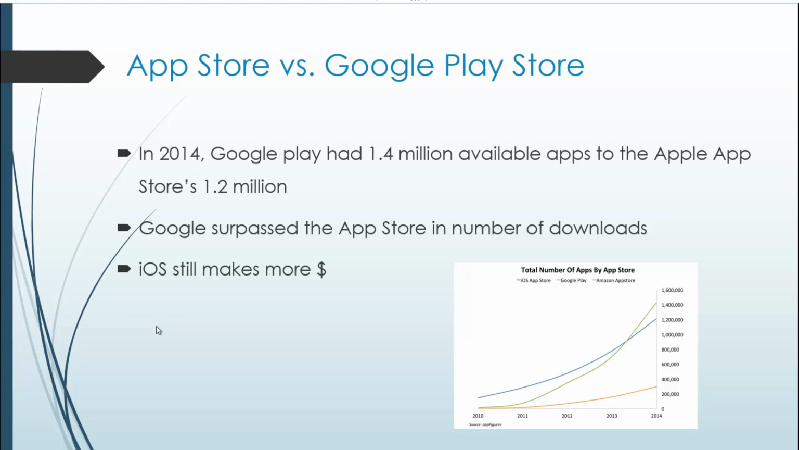Let's take a look at the App Store and the Google Play Store as far as number of downloads. In 2014, Google had 1.4 million available apps, and the Apple App Store had 1.2 million. Google surpassed the App Store in number of downloads. You can see the chart down here. But iOS still made more money. So it's not always the number of downloads that gets you the most money.